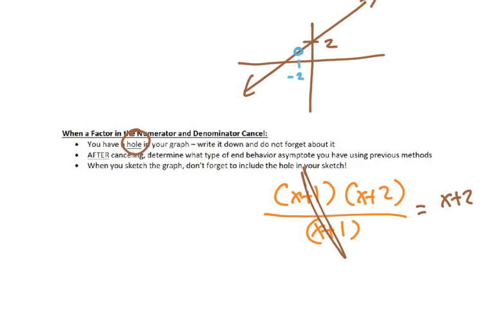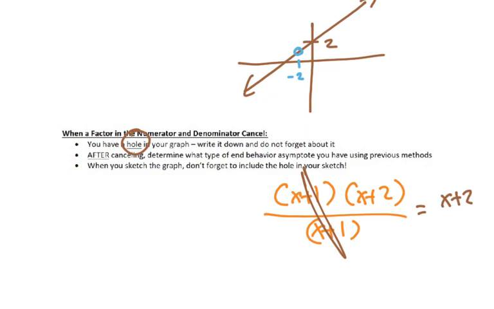Now, I don't know exactly where -2 is. I'm just putting a random point there. But wherever -2 is, there's going to be a hole. And so it says, after canceling, determine what type of end behavior and asymptote you have in the previous method. When you sketch the graph, don't forget to include the hole. So what this is a long-winded way of saying is, you cancel it out, draw the graph of what you have left, and whatever gets canceled out, there's going to be a hole.